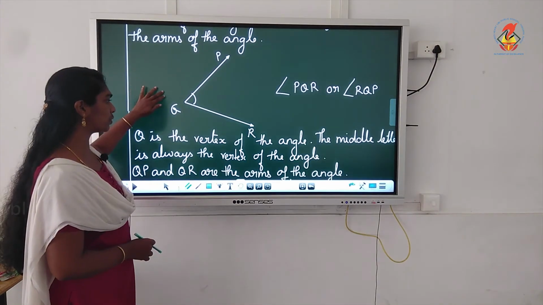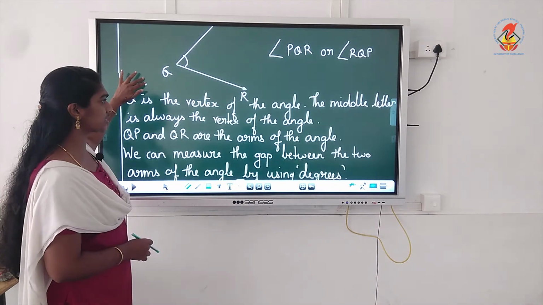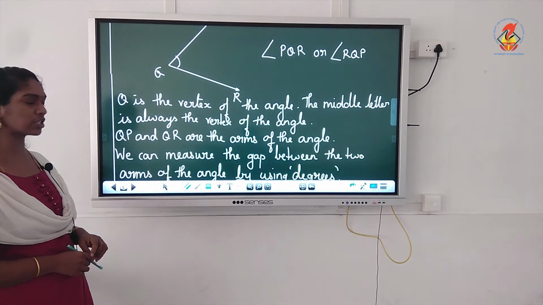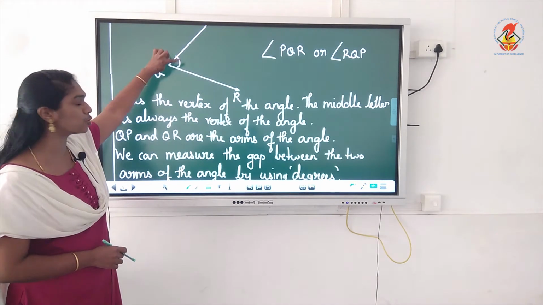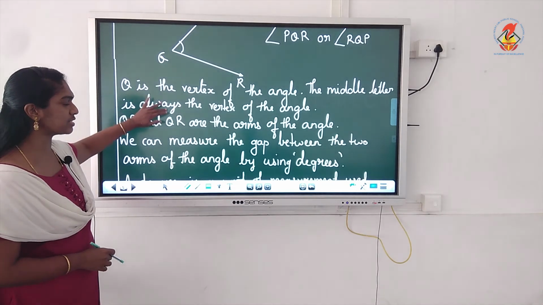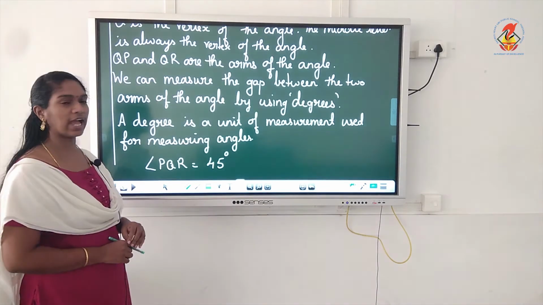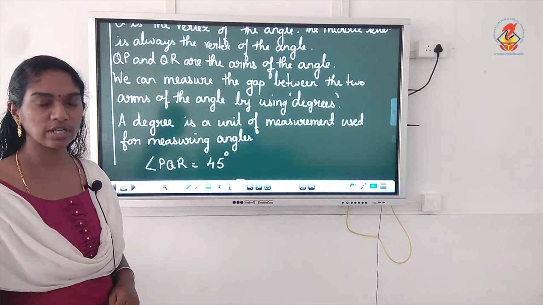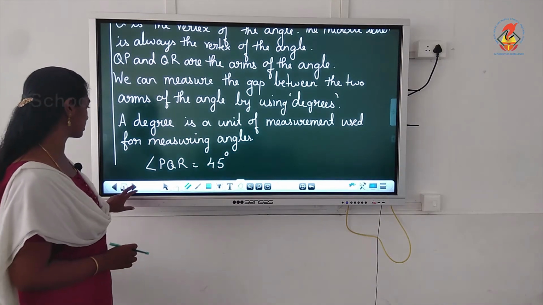Then Q is the vertex of the angle. The middle letter is always the vertex of the angle. QP and QR are the arms of the angle. We can measure the gap between the two arms by using degrees. And a degree is a unit of measurement used for measuring angles. Okay, children. So this is about an angle. Now we will be learning the different types of angles.